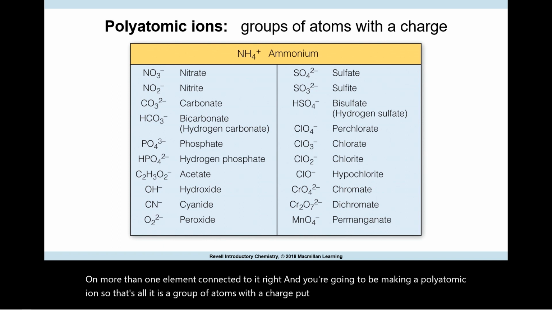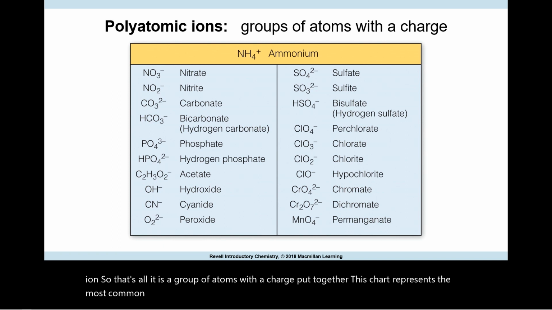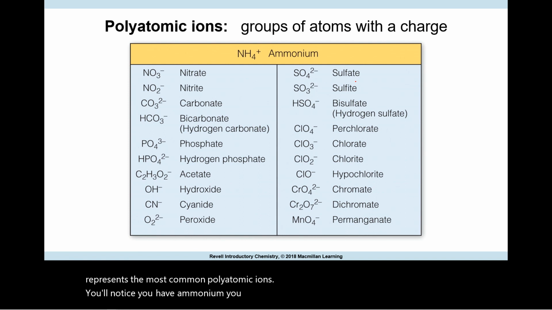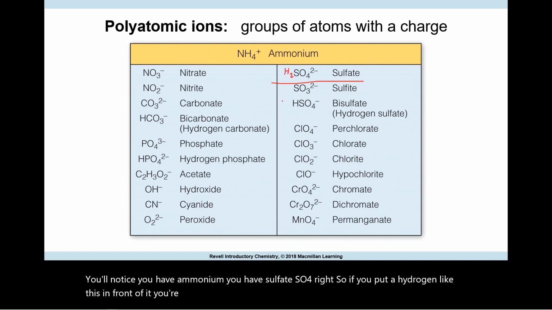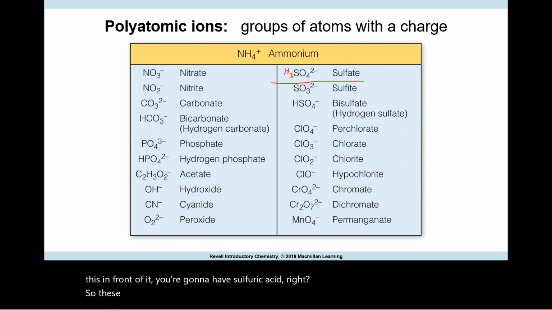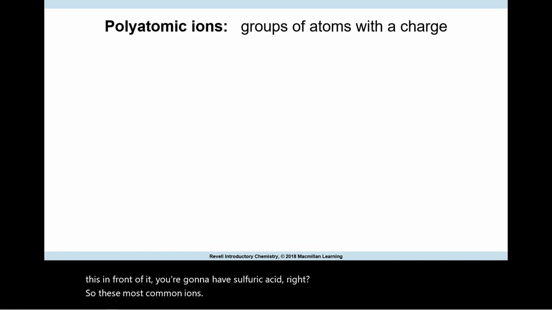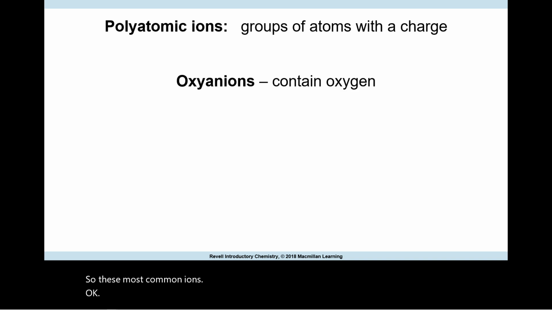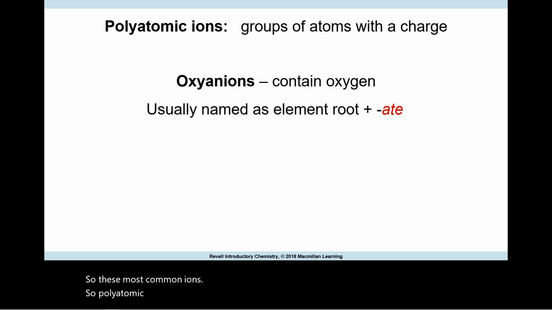This chart represents the most common polyatomic ions, okay? You'll notice you have ammonium, you have sulfate, SO4, right? So if you put a hydrogen in front of it, you're going to have sulfuric acid, right? So these are the most common ions. Okay, so polyatomic ions: a group of atoms with a charge.